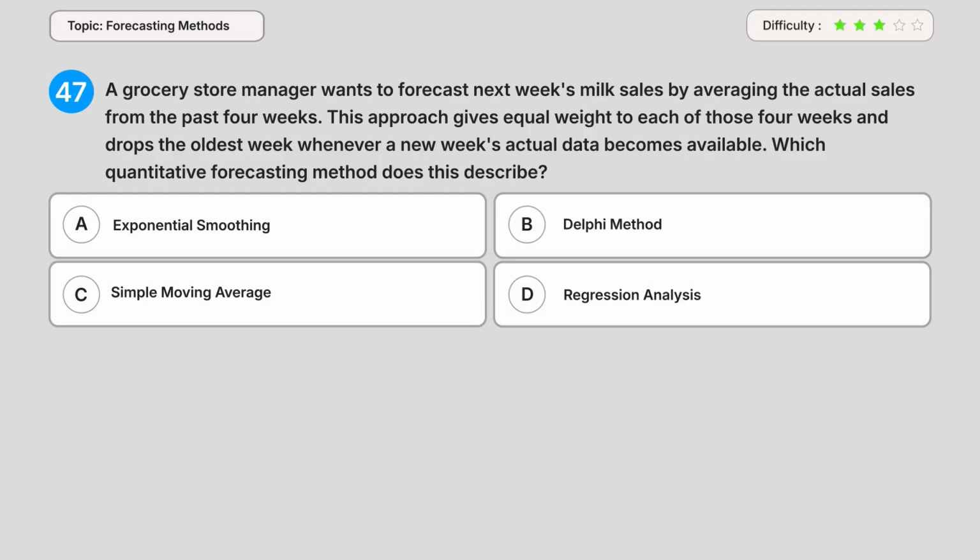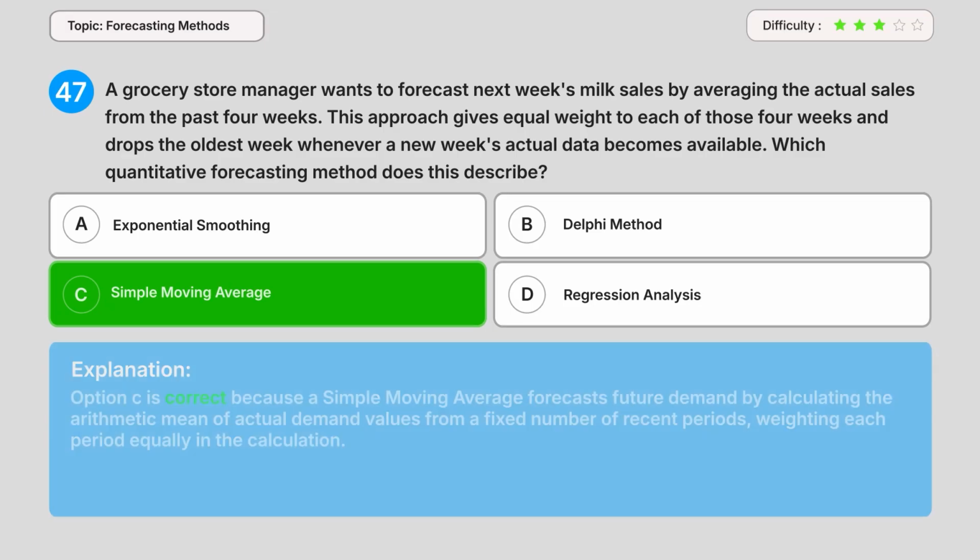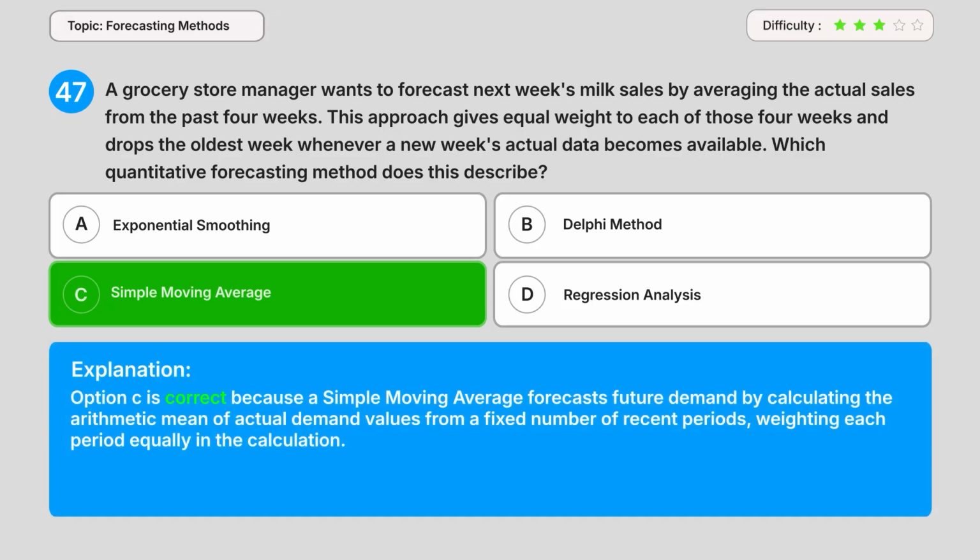Correct answer, C. Simple moving average. Explanation. Option C is correct because a simple moving average forecasts future demand by calculating the arithmetic mean of actual demand values from a fixed number of recent periods, weighting each period equally in the calculation.